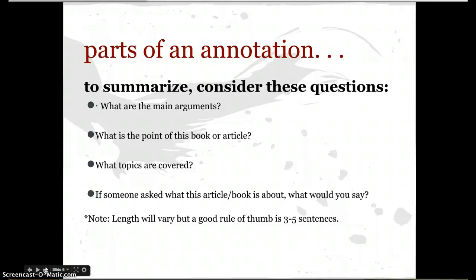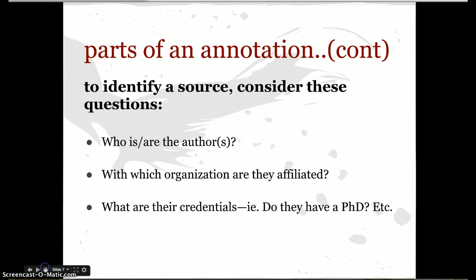What is the point of their article? What's the purpose? What did they go into to prove? What topics are covered? And if someone asked what this article or book is about, what could you say to them just in informal language? Those are the kinds of things that go into a summary. And length will vary for different assignments, but a good rule of thumb, at least for the purposes of high school, would be like 3 to 5 sentences.